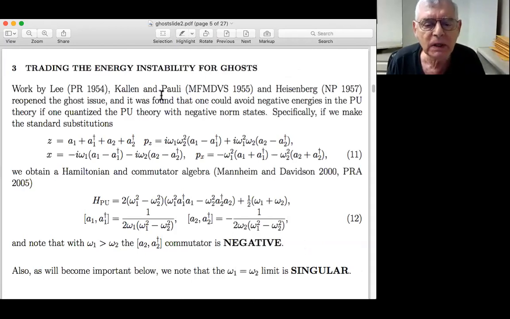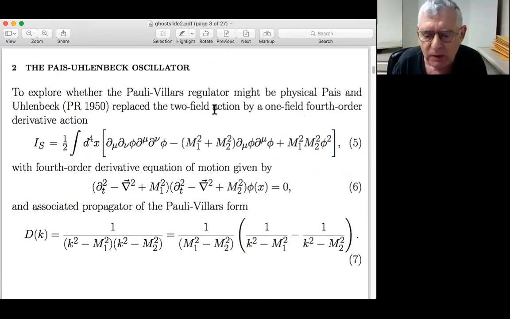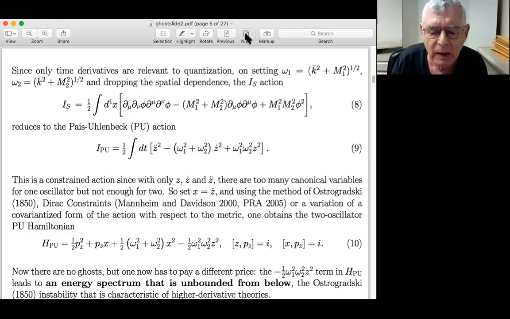In the 1950s, Lee, Wick, and Pauli and Heisenberg reopened the ghost issue, and they discovered that there was a way to avoid negative energies. You make the standard substitutions, and you obtain a Hamiltonian and commutator algebra of the form I've indicated here. And the important thing to notice is that the A2A2 dagger commutator has a minus sign. And also note, which we'll come back to, is that when omega 1 is equal to omega 2, this decomposition is singular, but then way back at the beginning, that's the same singularity when you set m1 equals m2, and we will discuss that shortly.